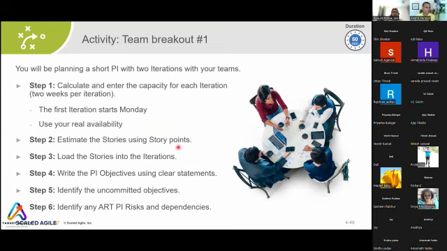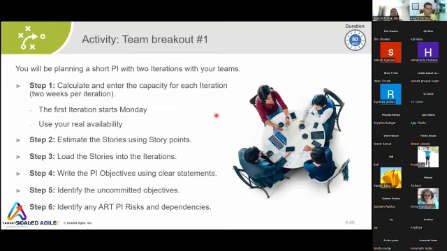Okay, so all the features you have considered, now you will create the stories, or you already have created some of the stories. Estimate those stories using the story points. Load those stories into the iterations until the iteration becomes full. Write the PI objectives using clear statements. After that, identify uncommitted objectives, identify ART risks and dependencies. All these things you have to do in the breakout room.